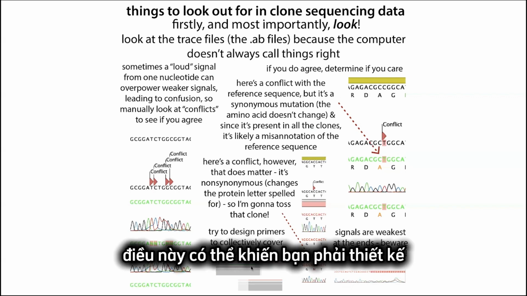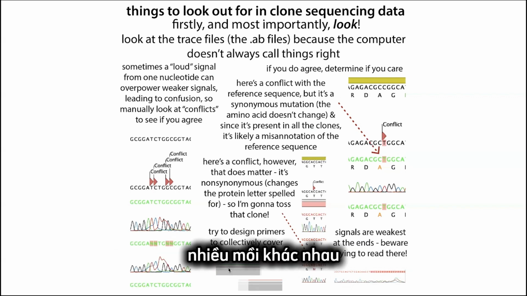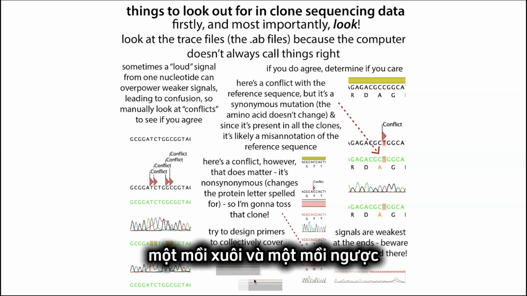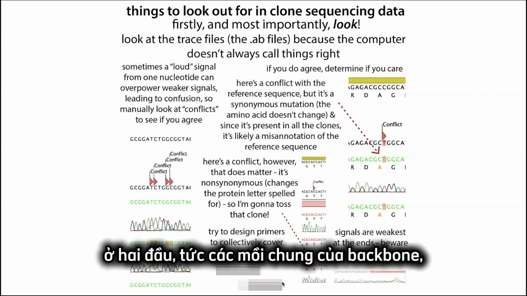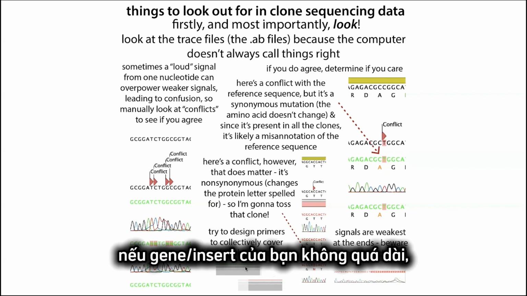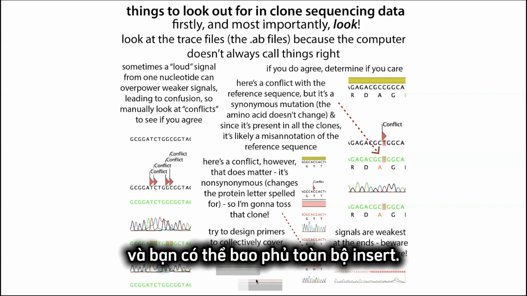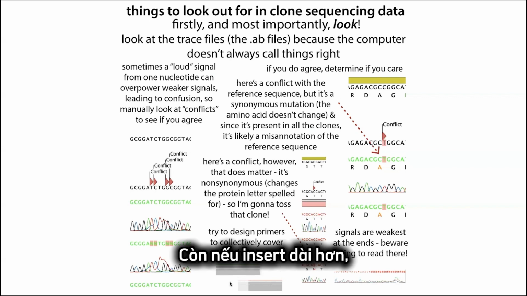This might mean that you're going to have to design multiple primers just to get the whole insert. If you do a forward and a reverse on the different ends, like with those generic vector primers, and your insert isn't too long, then they'll overlap with one another and you get the whole insert covered. But if your insert is longer, then you're going to have to make an internal primer as well.